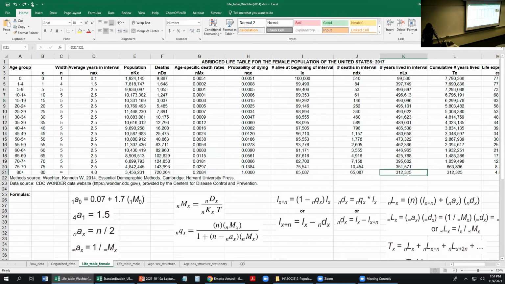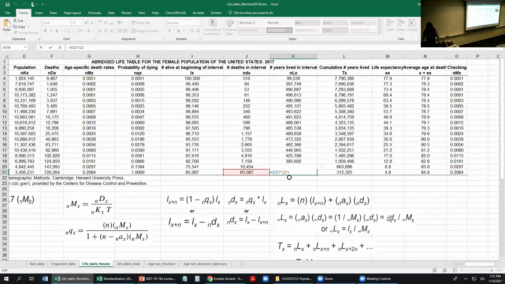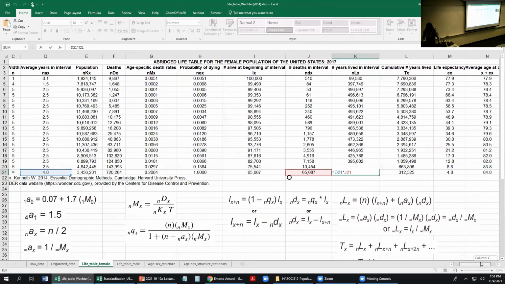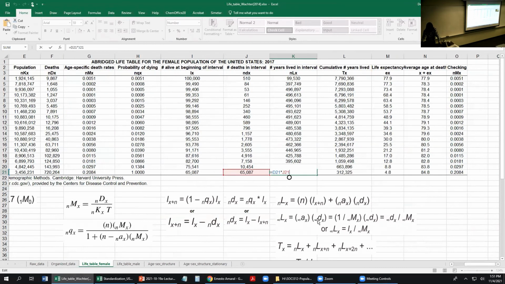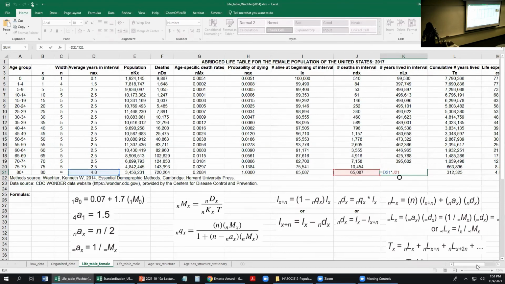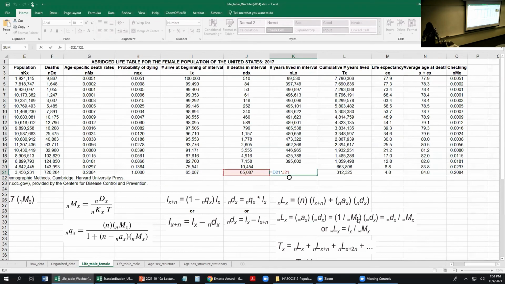And for the last big LXN, you can simply get the number of people who died multiplied by the average number of years that they lived in the interval, which we calculated here before, 4.8, right? D, the big LX, D, I didn't put it here, but it's, oh yeah, right here. D multiplied by A. D multiplied by A, but there are all these other ways to show the same formula.